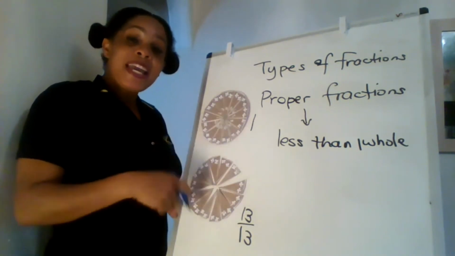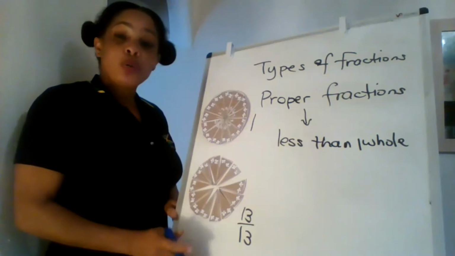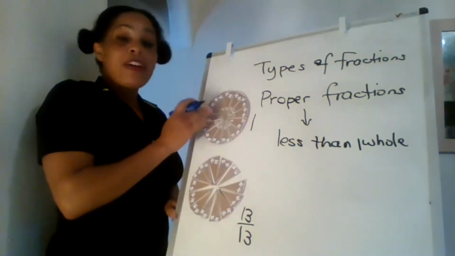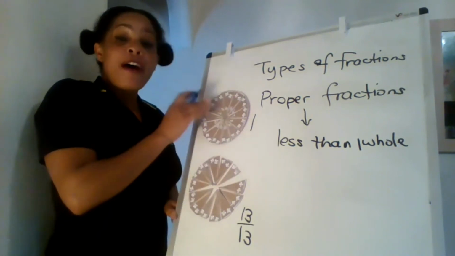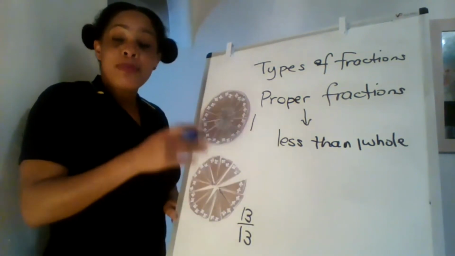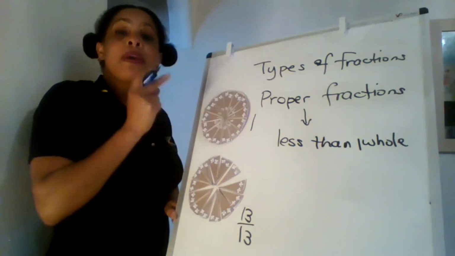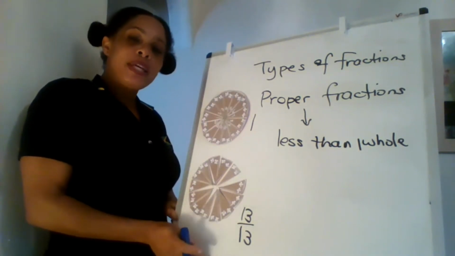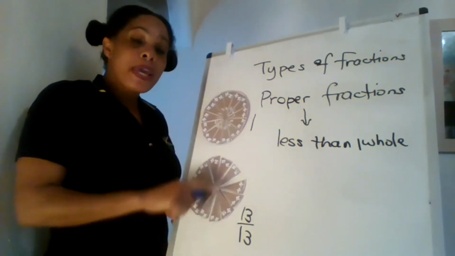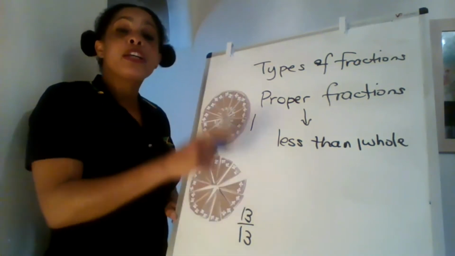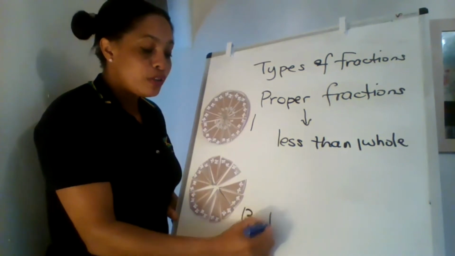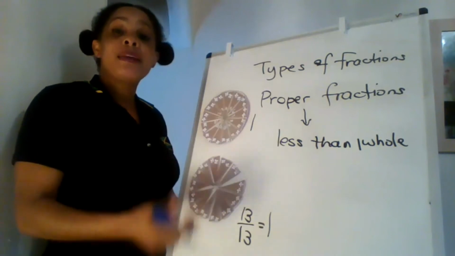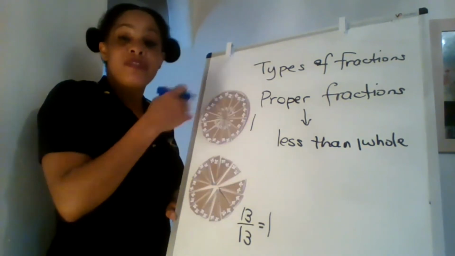If I cut up the cake into 10 pieces, 10 out of 10 would be the same thing as one whole because I've not given away any. If I cut it up into 5 parts, 5 out of 5 would be the same thing. It would be one whole because I've not given away any. So when the numerator and the denominator are the same, we can replace that with the number 1 because it's one whole. So 13 out of 13 is the same thing as one whole. 5 out of 5 is the same thing as one whole. It means you have not given away any.